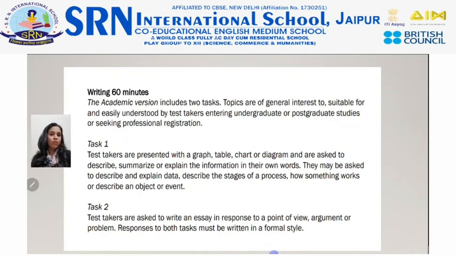Suppose you are appearing for the academic version, then your task 1 is where a graph or a table or a chart or an illustration is given, and then you're asked to describe it or summarize it or explain it in your own words. You may be asked to describe and explain the data, describe the stages of the process, and what is the difference or the contrast there. In task 2, the test takers are asked to write an essay in response to a point of view, an argument, or a problem. Now the responses to both the tasks must be written in a formal style.